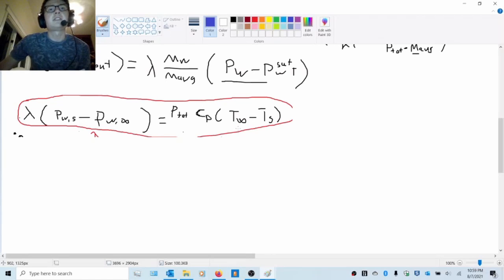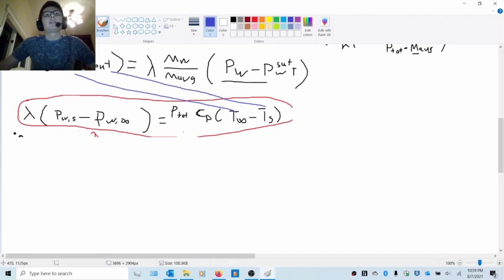Well, T infinity, that's the temperature far away from the air. That's the temperature that isn't saturated at all. So that would be similar to T in. But the temperature at the surface is going to be pretty saturated, or at least the water there is going to be saturated. So that would be more like T out.